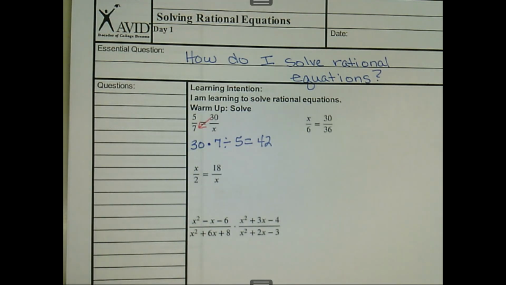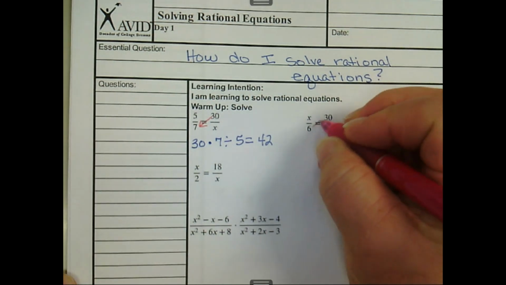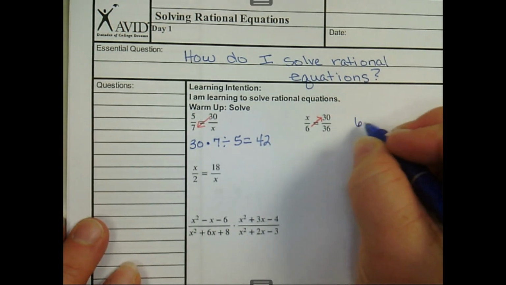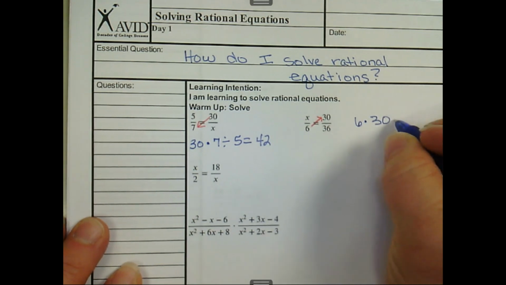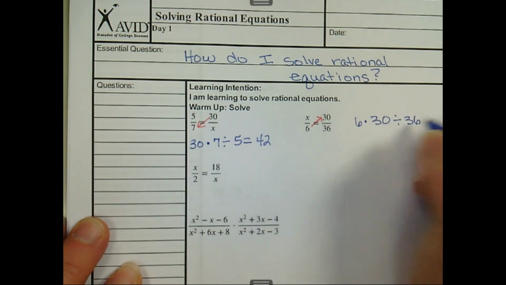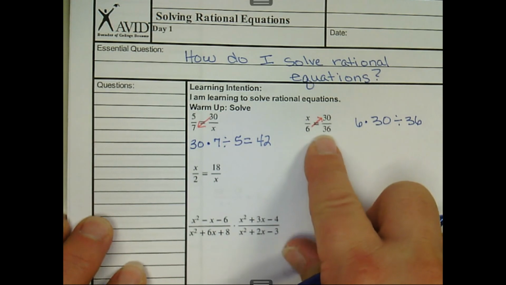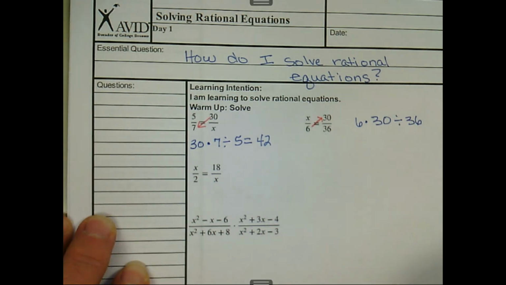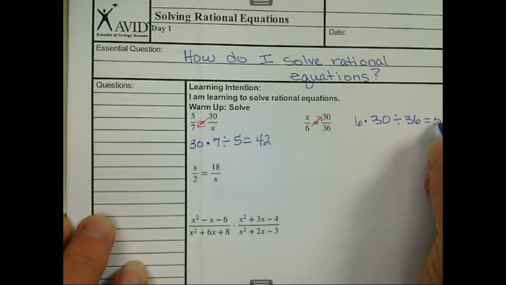Well, I do hope you tried. If you understood how to do it, then you are understanding concepts. So looking at this, we still have to multiply at the diagonal and divide going down. 6 times 30 divided by 36. Or 6 times what gives me 36? 6 times 6 is 36. What times 6 gives me 30? That would be 5. And the answer is 5.